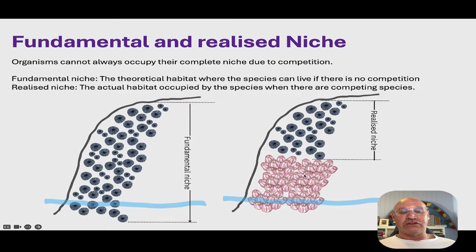But when there's competition, from this pink species of barnacles, we can see that it can't occupy the whole niche anymore because it's actually outcompeted down lower. And this grey species must have adaptations that mean that it's better suited to higher up on the cliff wall. So that ends up being the realized niche. It's the actual habitat that's occupied by the species when there's competition, and it's smaller than the fundamental niche.